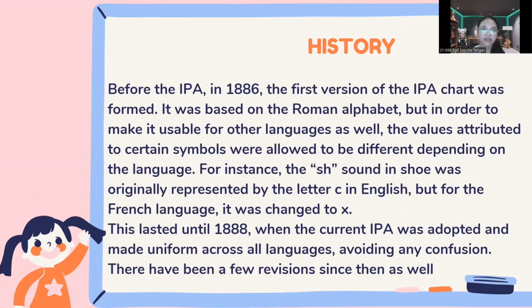Before the IPA, in 1886, the first version of the IPA chart was formed. It was based on the Roman alphabet, but in order to make it usable for other languages as well, the values attributed to certain symbols were allowed to be different depending on the language. For instance, the sh sound, as in "shoe," was originally represented by the letter C in English, but for the French language, it was changed to X. This lasted until 1888, when the current IPA was adopted and made uniform across all languages, avoiding any confusion. There have been a few revisions since then as well.